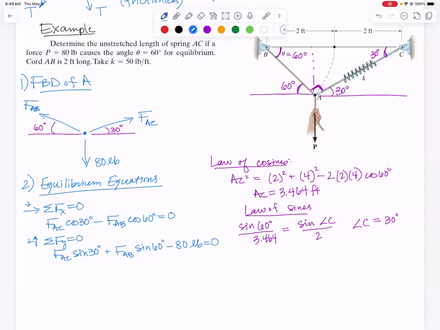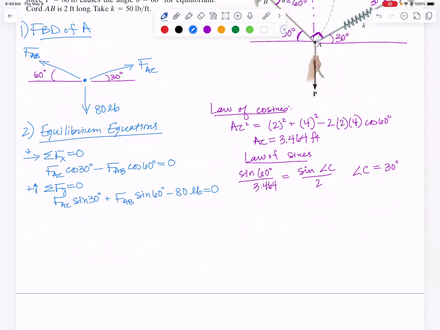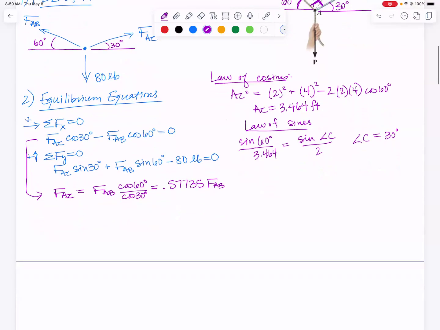And we need to solve those simultaneously. My approach is to start with the easier of the two equations and get one of the variables all by itself. I will end up with F_AC equal to F_AB cosine 60 divided by cosine 30. That's 0.57735 F_AB. Now I'm going to take that and plug it in for F_AC right here and solve.